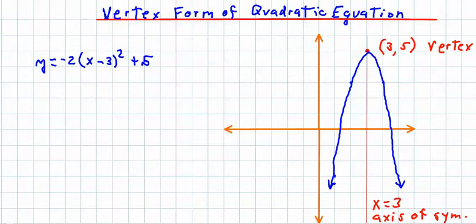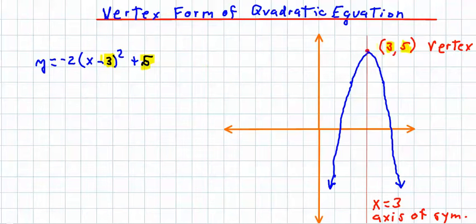This is a short video presentation on the vertex form of a quadratic equation. In yesterday's homework, you graphed this equation. It was one of the equations you did. And hopefully you noticed, not only in that one but in all the problems, that this number right here, 3, is the x-coordinate of my vertex. And this number here, in this case 5, is the y-coordinate of my vertex.